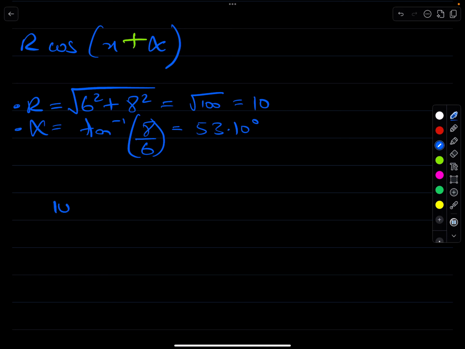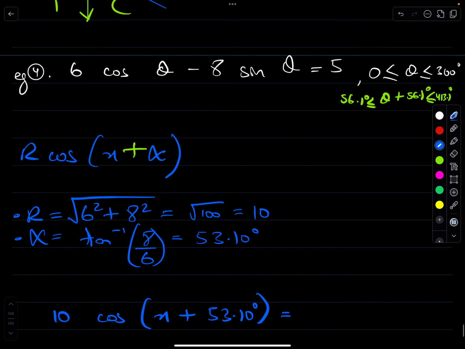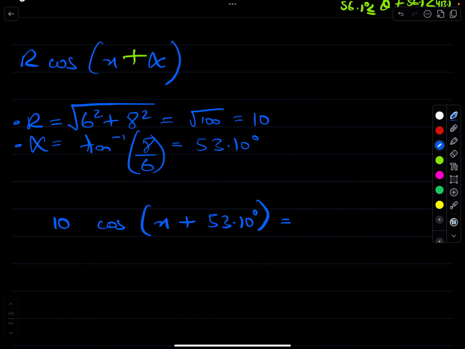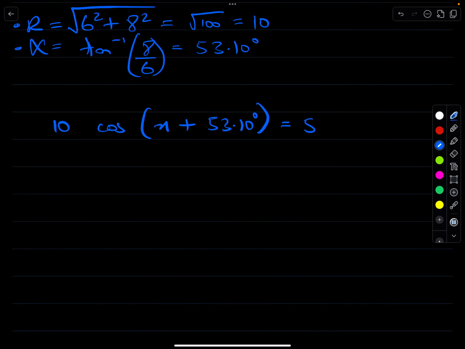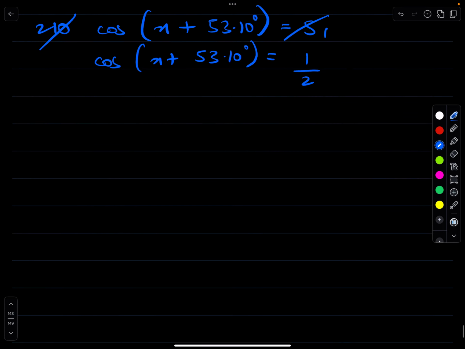So r is 10, cos remains as it is, x plus 53.1 degrees is equal to phi. Where did the phi come from? We had a phi here. Simplifying this would give me cos x plus 53.1 degrees. So I have a phi over 10 and a half here.